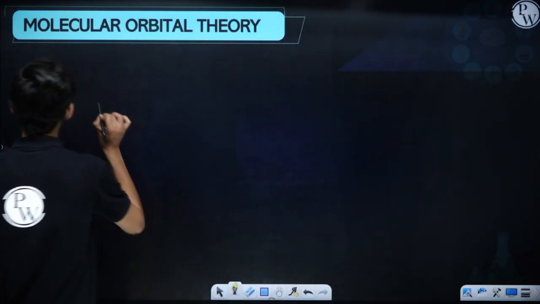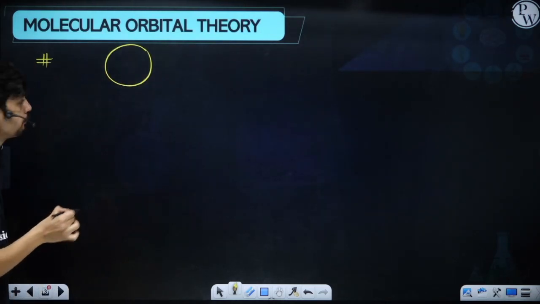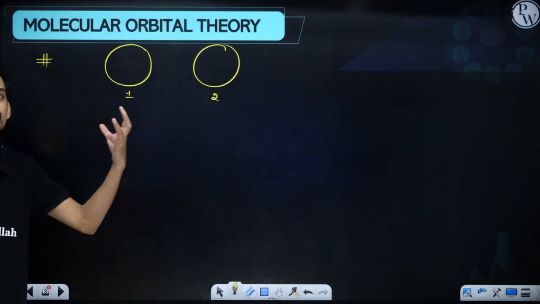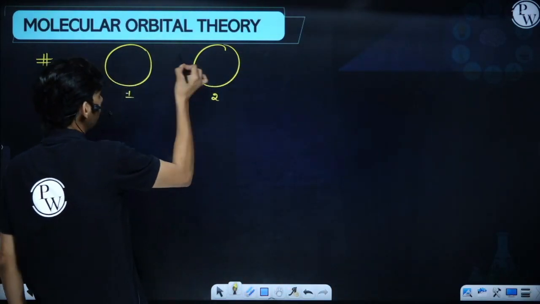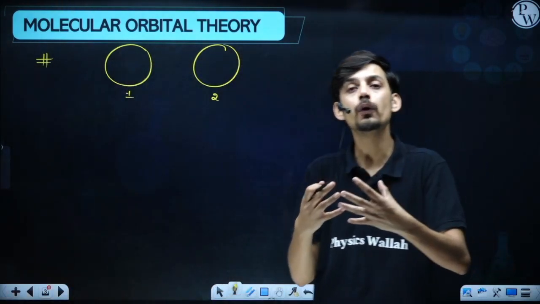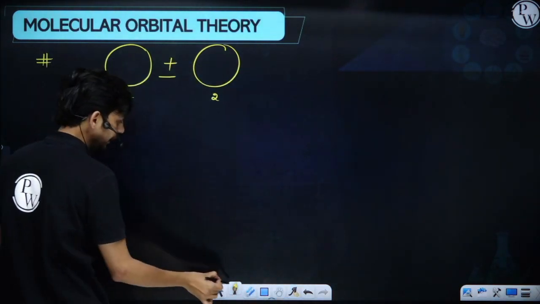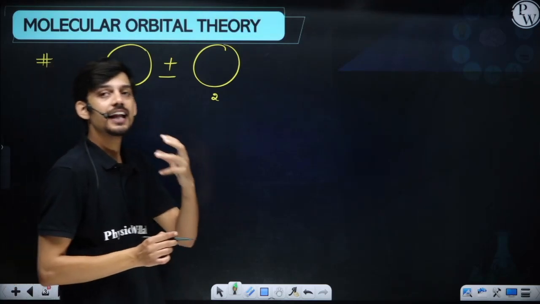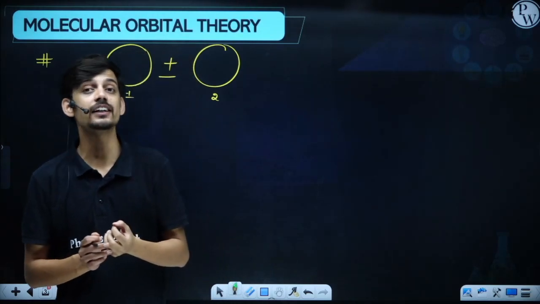First of all, see what happens. We are having atoms. Suppose this is our atom number one. This is our atom number two. When these two atoms are coming close to each other, they are having attraction. Their electron cloud and nucleus will attract each other, as well as they are going to have repulsion. So we represent the attraction by a plus sign and repulsion by a negative sign. And that's why when two atoms are approaching each other, they are going to be either addition nature, that is attraction, or subtraction nature, that is repulsion.